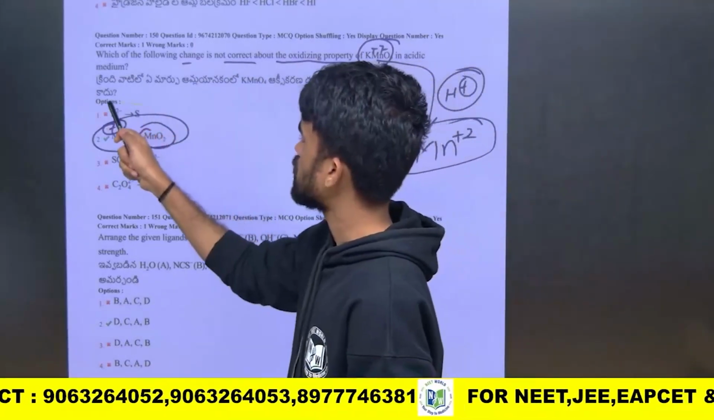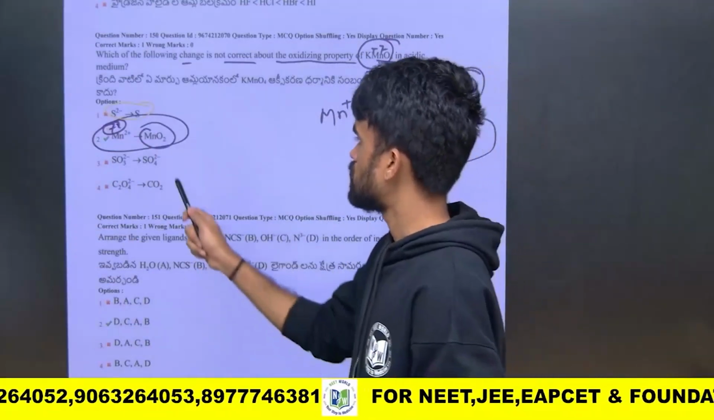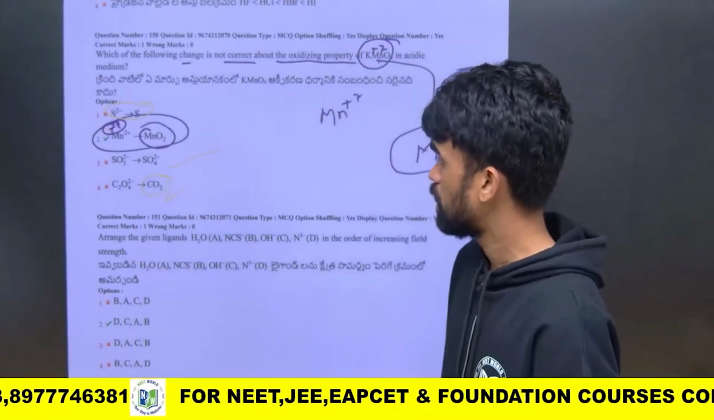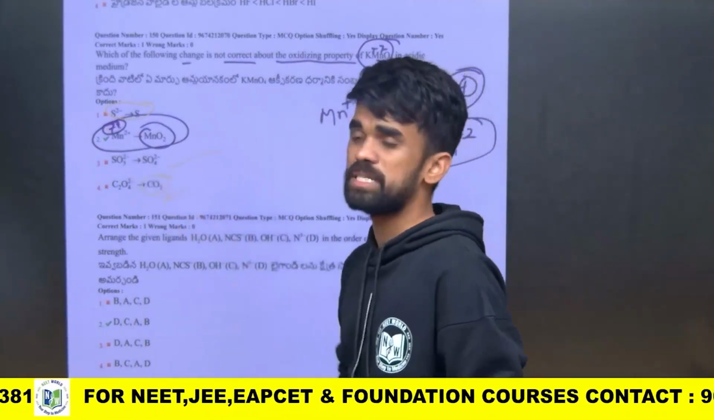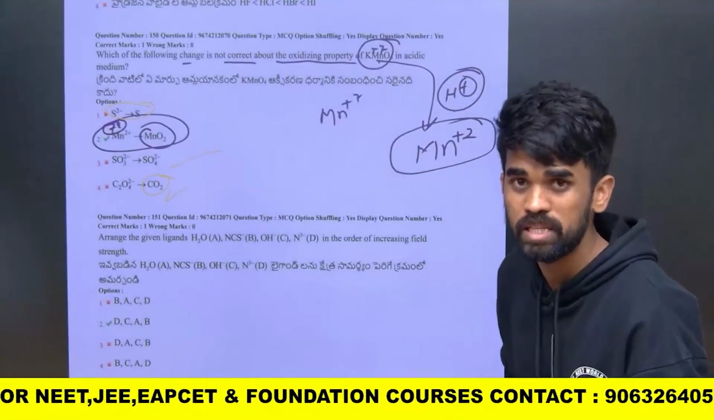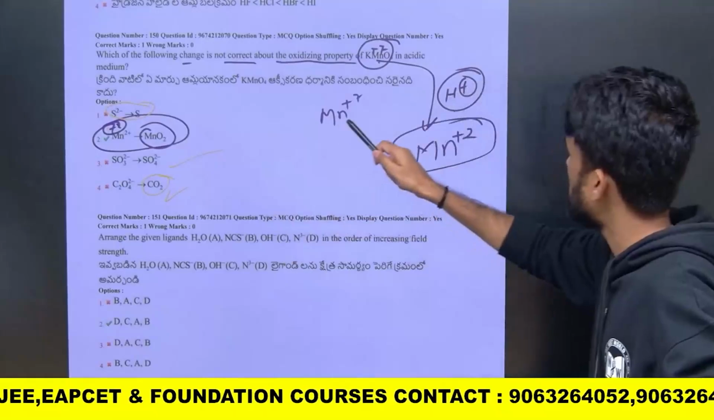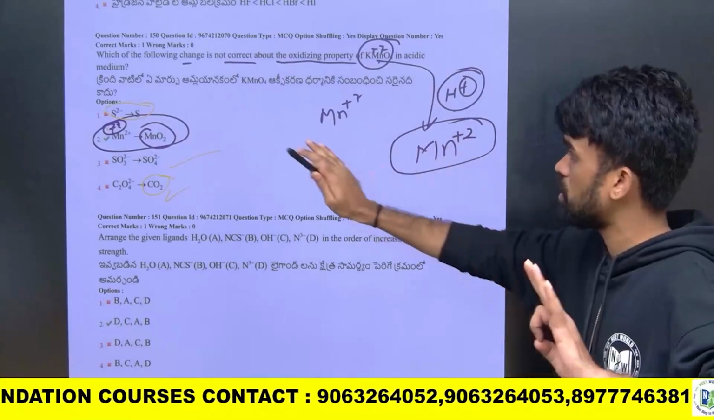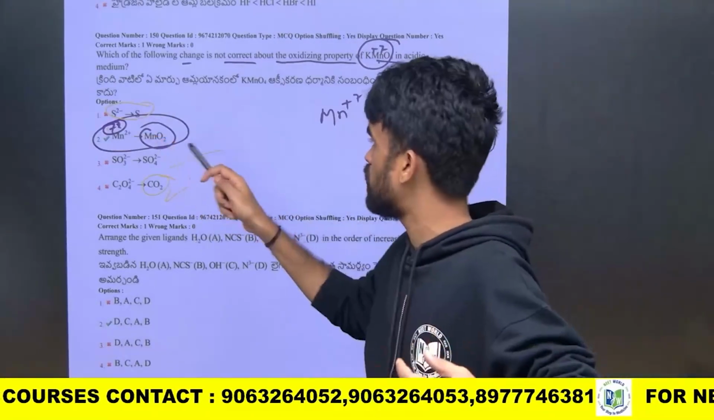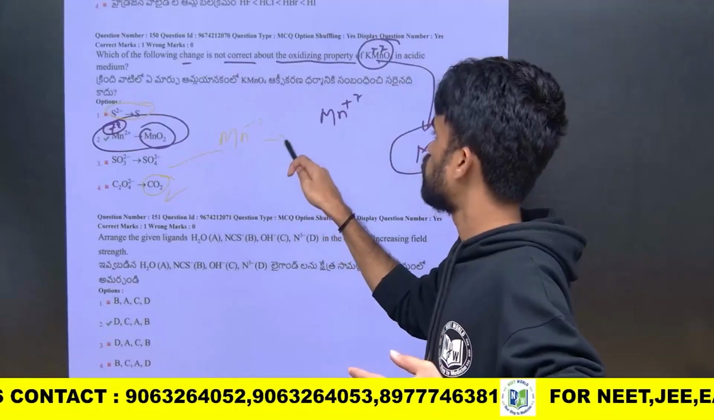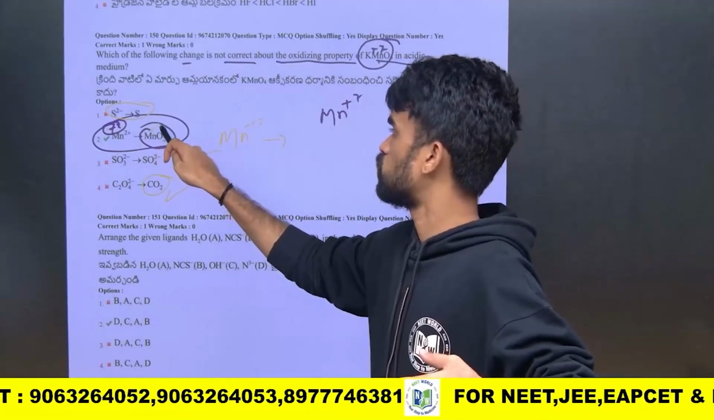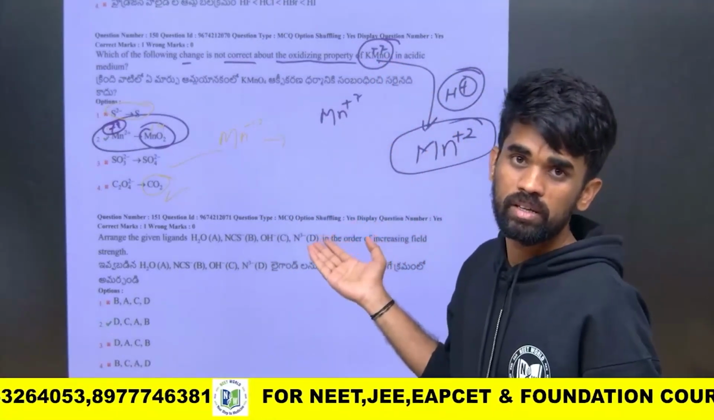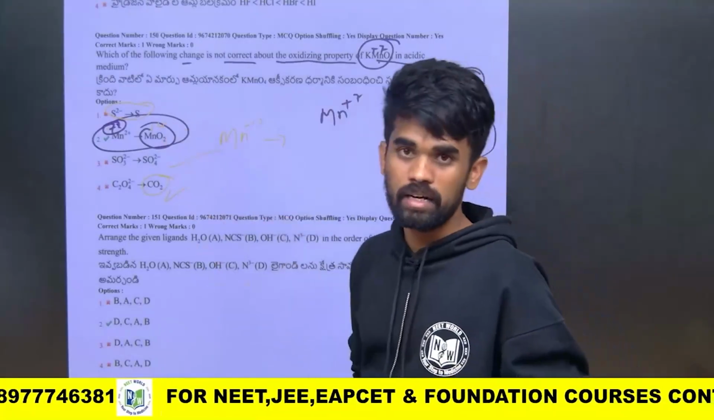KMnO4 oxidizes sulfide ions to sulfur and sulfate, and oxalate to carbon dioxide gas. Yes, these are possible, but the second option is incorrect. The correct statement should be: Mn+7 converts into Mn+2. But they have given it in another way, that Mn+2 is converting into MnO2, which means +4. That is not correct, because the starting oxidation state is +7, not +2. Hope it is clear.